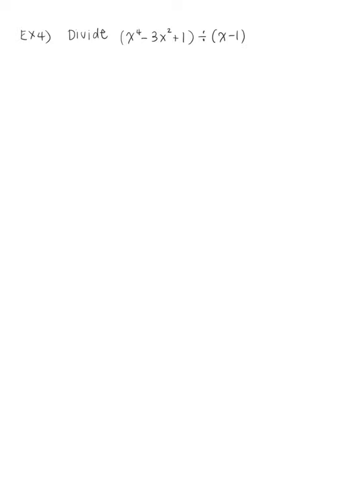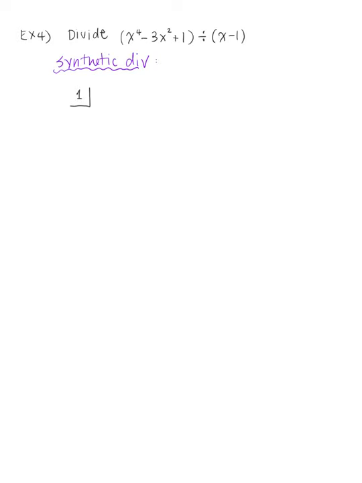Let's divide x to the 4th minus 3x squared plus 1 divided by x minus 1. So can I use synthetic division on this? The answer is yes, because we have a binomial of degree 1 whose leading coefficient is 1. All right, so let's use synthetic division on this. Okay, so let me just write it out. First step is this. Let's write down the key number, which is going to be the opposite of minus 1. So that's going to be positive 1. So you're going to write down 1 and put a little box.